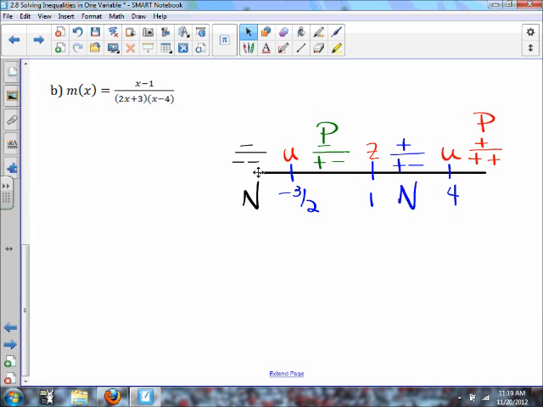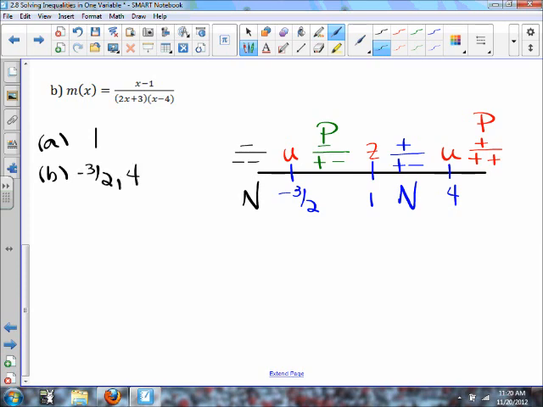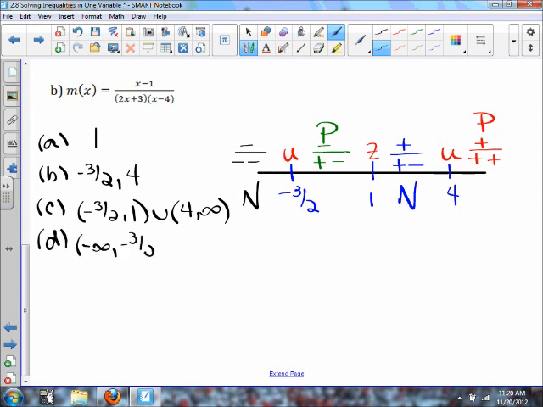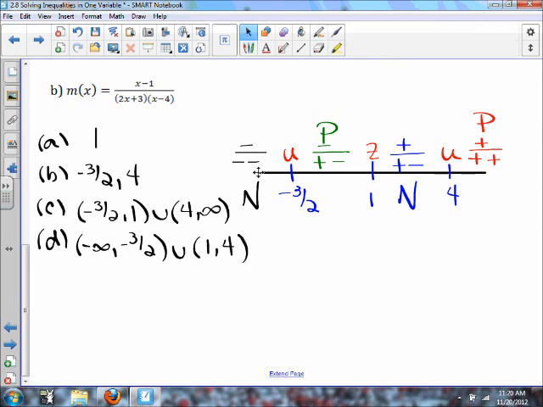Okay? So when we do these, where is it 0? At 1. Where is it undefined? At negative 3 halves and 4. Where is it positive? In between negative 3 halves and 1, in union with 4 to infinity. And it'll be negative from negative infinity to negative 3 halves, in union with 1 to 4.